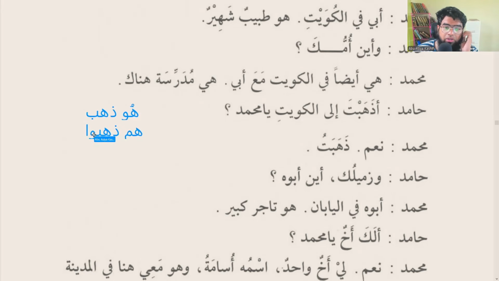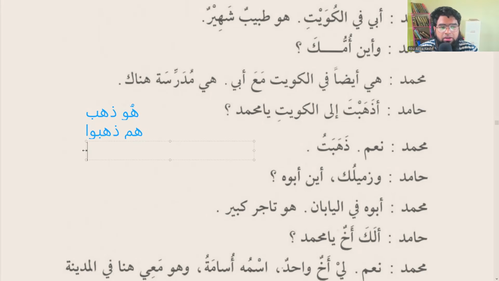Now we are talking about conjugation of past verbs. So you have to memorize 5 things as such: attached pronoun, detached pronoun, madi, mudare, amr. So we are doing madi, the third thing. Two things you should memorize. Hum dhahabu, they all went. Dhahabu. So how do you know they went? It's the wow here. Don't worry, all these things will repeat in the next book also, in Madina Book 2. But huwa is dhahaba, hum is dhahabu.